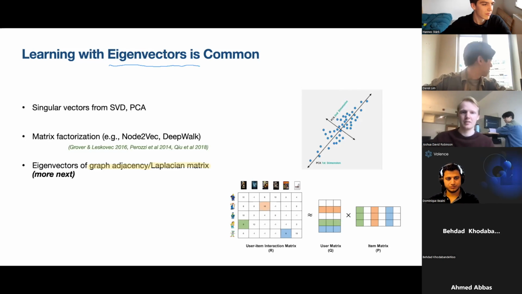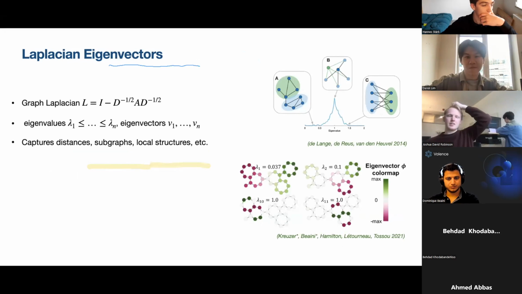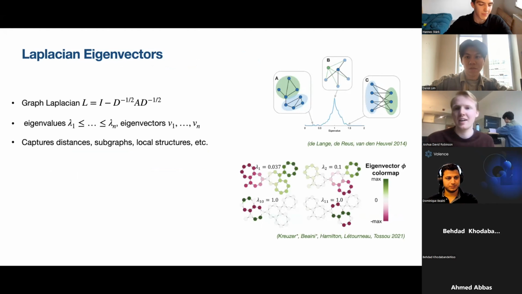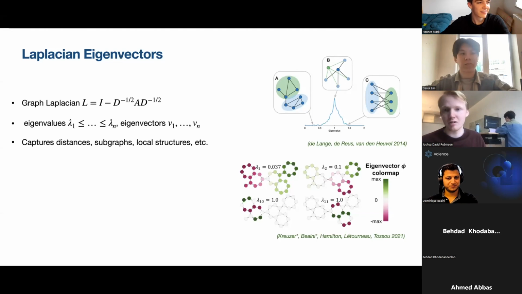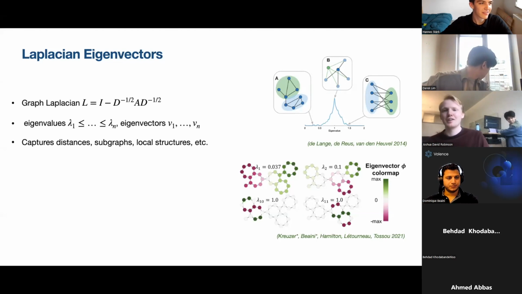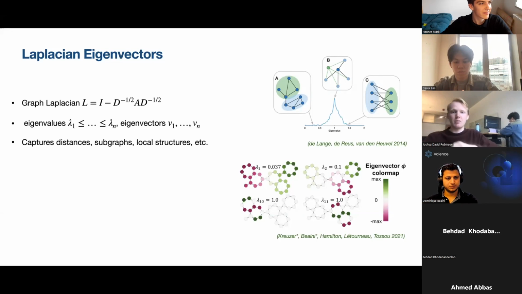More on that now. So for an underlying graph, the graph Laplacian is defined by this matrix formula. This is the normalized graph Laplacian, where D is a matrix whose off-diagonal entries are all 0, and the ith diagonal entry is the degree of node i. A here is the adjacency matrix, which is a binary matrix whose ijth coordinate is 1 if there's an edge between nodes i and j, and 0 otherwise.